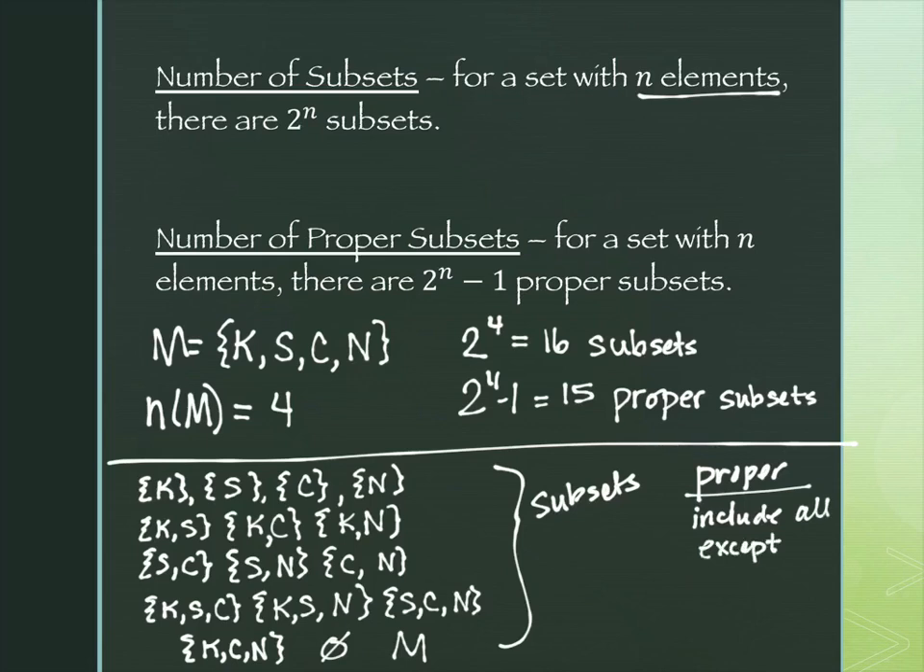Except, which one? Which one's not included? Because I'm supposed to subtract one off. Which one's not included as a proper subset? It's not the one with nothing. It's the one with everything.